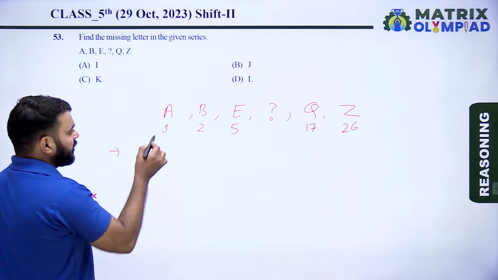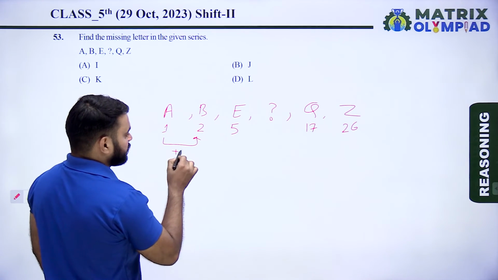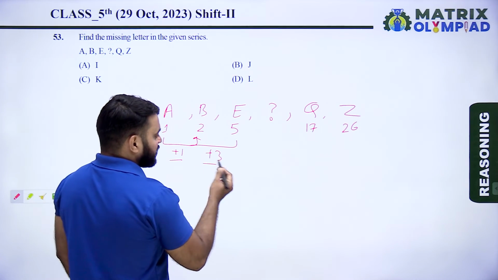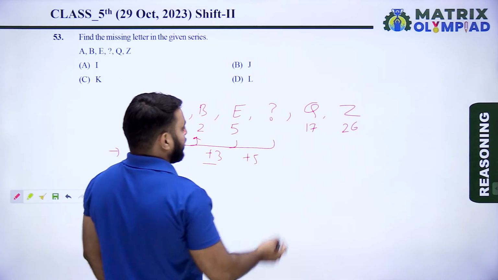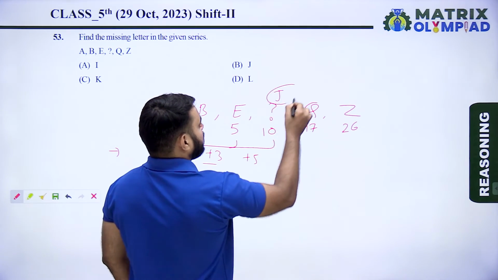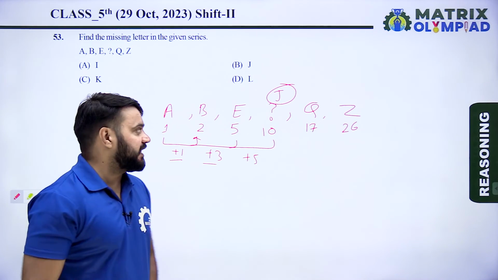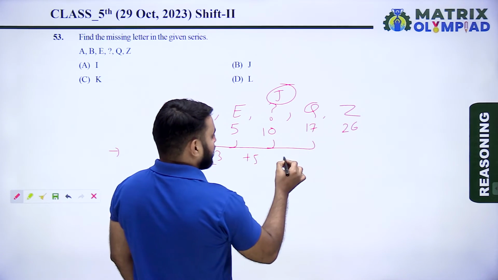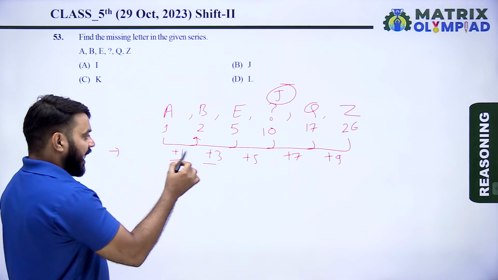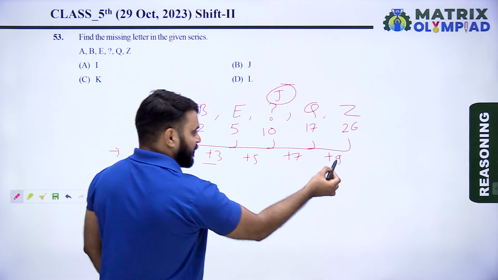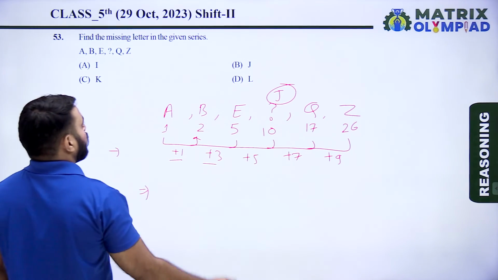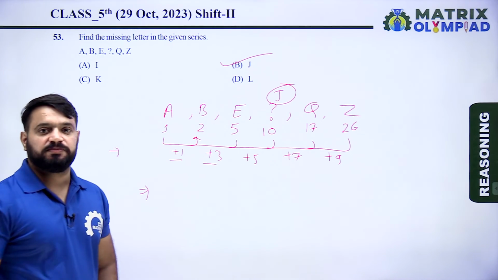The pattern is 1 to 2, which is plus 1. 2 to 5 is plus 3. Plus 1, plus 3, now adding plus 5. 5 plus 5 is 10, and 10 means J. So the missing alphabet is J. Now 10 plus 7 is 17, and 17 plus 9 is 26. Adding plus 1, plus 3, plus 5, plus 7, plus 9. So the missing alphabet is J. Option B is the correct answer of this series.